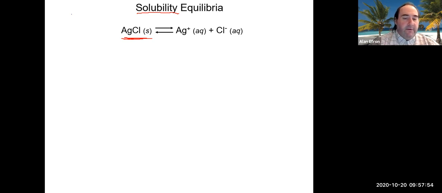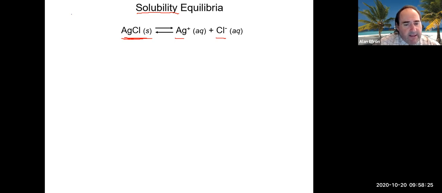So although we think of silver chloride as being a solid, it will still set up this equilibrium because it does have some degree of solubility, and it will break apart into its ions, silver ion and chloride ion. Basically, we get an equilibrium between the solid and our ions. Because it is an equilibrium, we can write an equilibrium expression for it, just like everything else, which would be our products over our reactants.